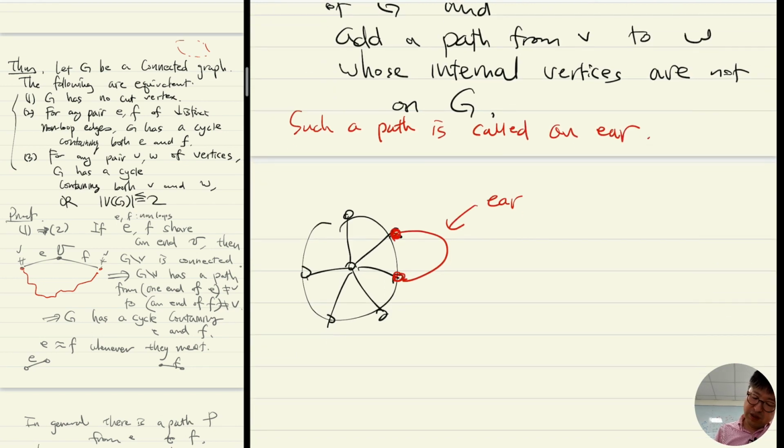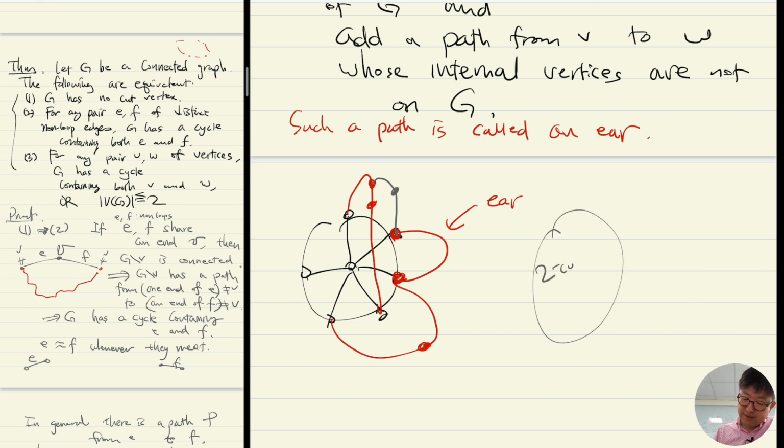So pick these two vertices. In this case, I added a path of length 1. I might add a path of length 2, or a path of length 3. Then I might add a path of length 2 like this. So starting from any two connected graph, if I pick two vertices and add an ear, then I end up with another two connected graph.